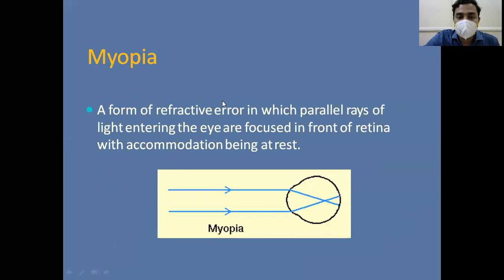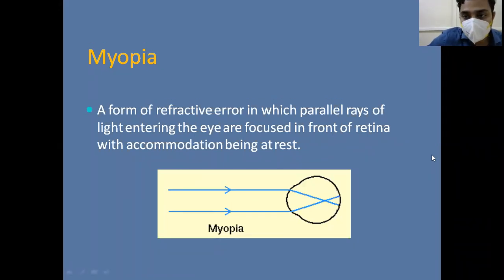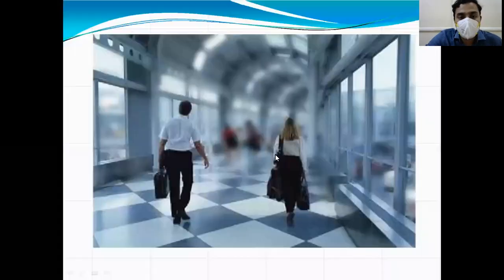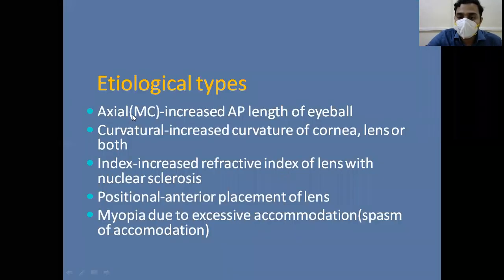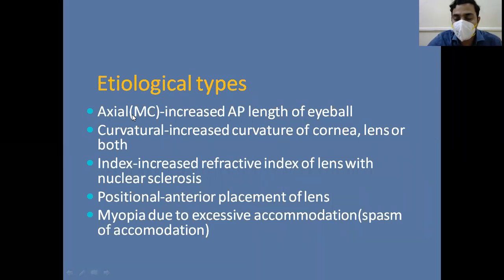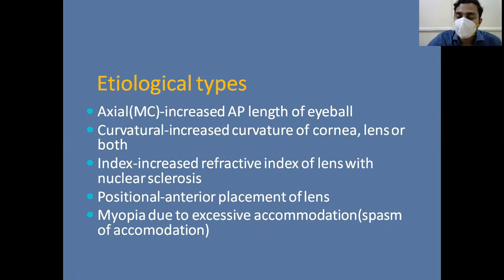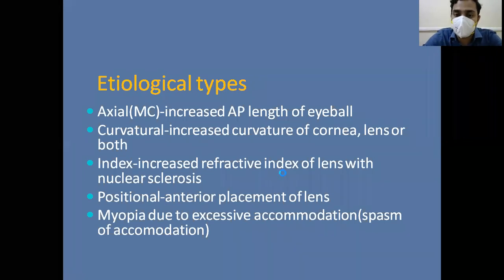So, what is myopia? It is a refractive error in which parallel rays of light are focused in front of the retina, while the accommodation of the eye is at rest. So, the parallel rays coming from infinity will focus in front of the retina. The causes are increased curvature of the cornea, increased axial length, increased refractive index of the lens, anterior placement of the lens, and excessive accommodation. So these are the causes of myopia.